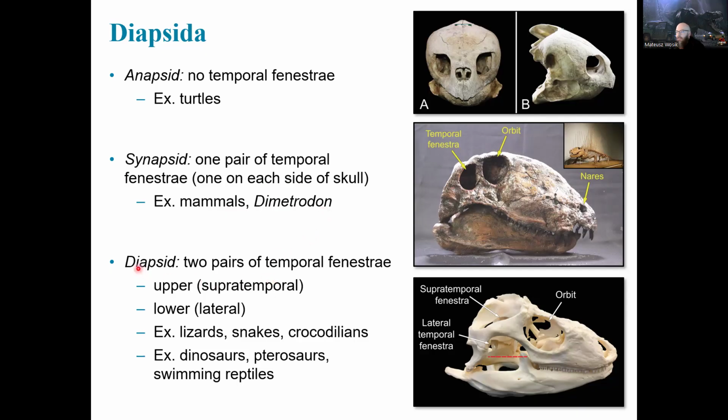And then diapsids. So diapsids have two pairs, so two holes. In this case, we don't necessarily see them drawn up, but this is where one would be, and then the other one would be right below here. So they're separated out by this bar right here. And so animals that have this are going to be your dinosaurs, pterosaurs, other swimming reptiles, which eventually evolve into that urapsid condition that we saw on the previous slide, and all sorts of other reptiles that we have around today: crocodiles, lizards, snakes, things like that.